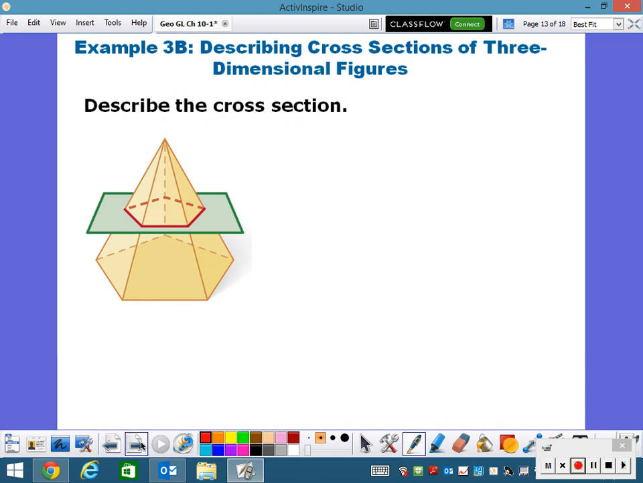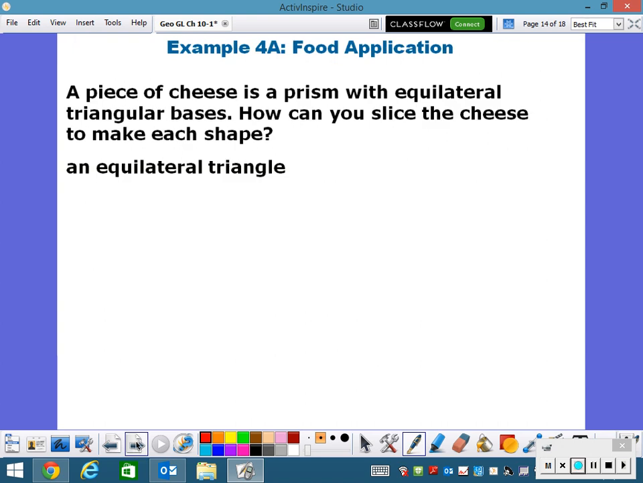No, this is not a hexagon. That's a shape of cross section. Pentagon, yeah, 1, 2, 3, 4, 5. That's a pentagon cross section. And we don't have anything else. That's the end of the first notes page.